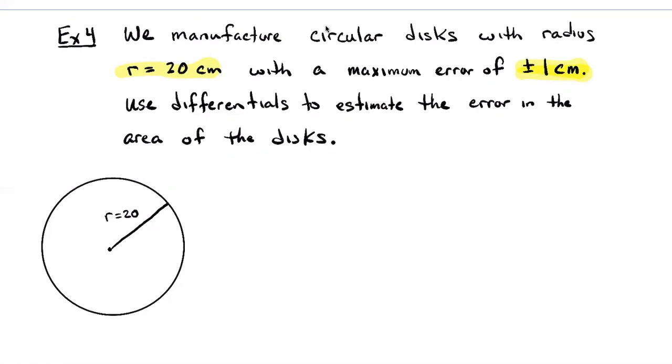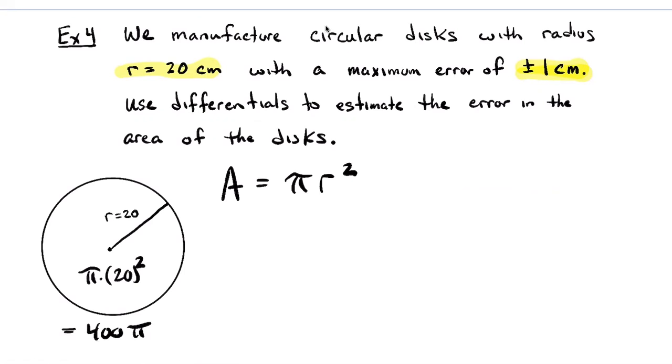And I want to use differentials to estimate the error in the area of the discs. So in other words, how much could the area vary, right? Well, what's our area supposed to be? The area of a circle, you remember, is pi times the square of its radius. So for our circle over here, we would take pi times 20 squared, or 400 pi.